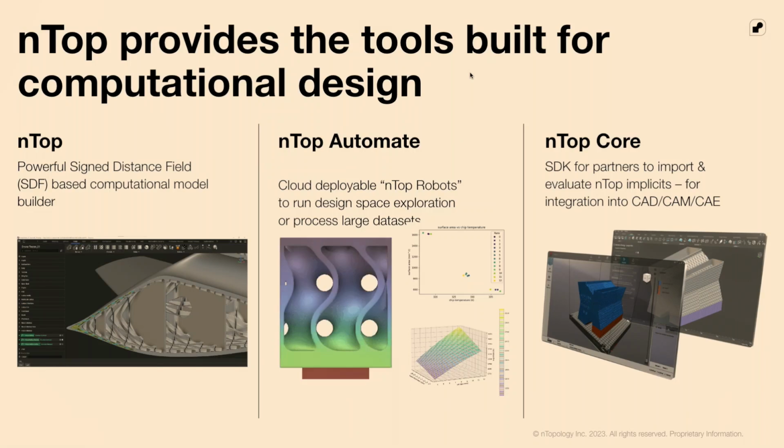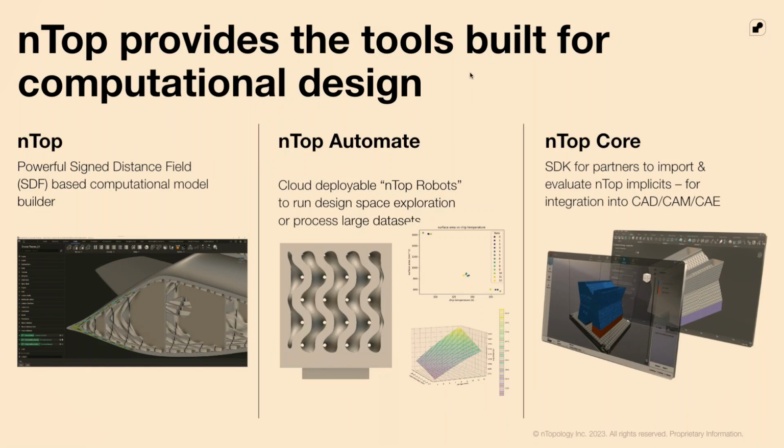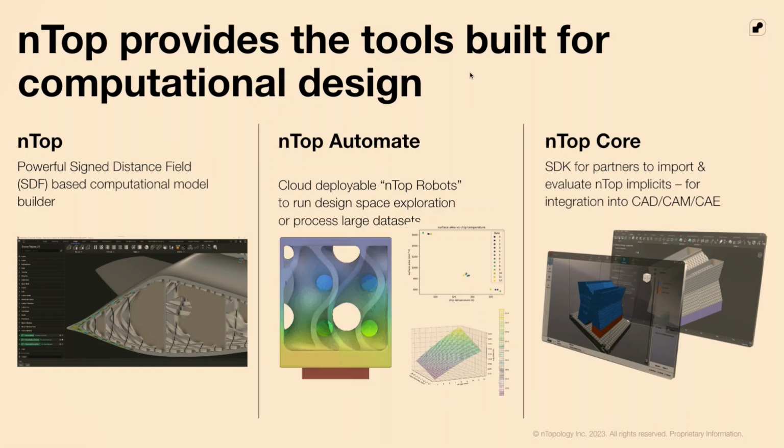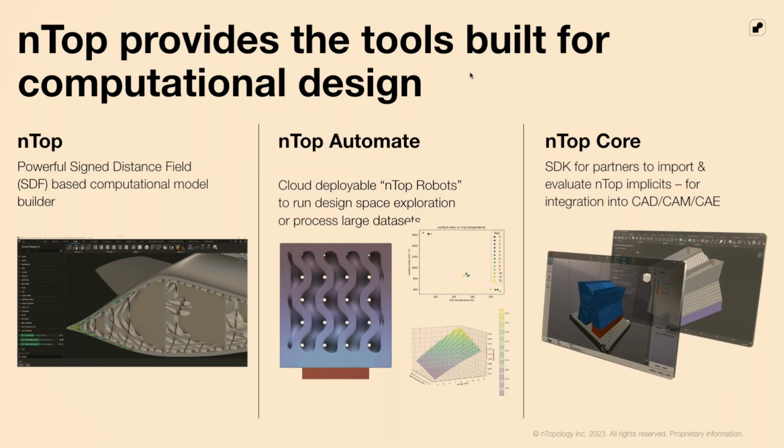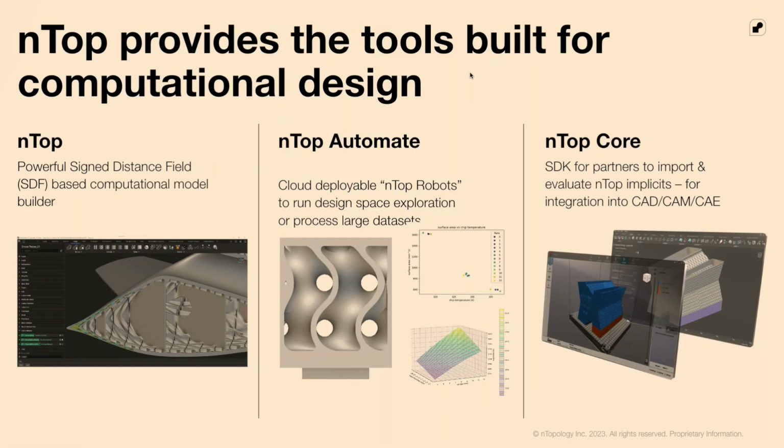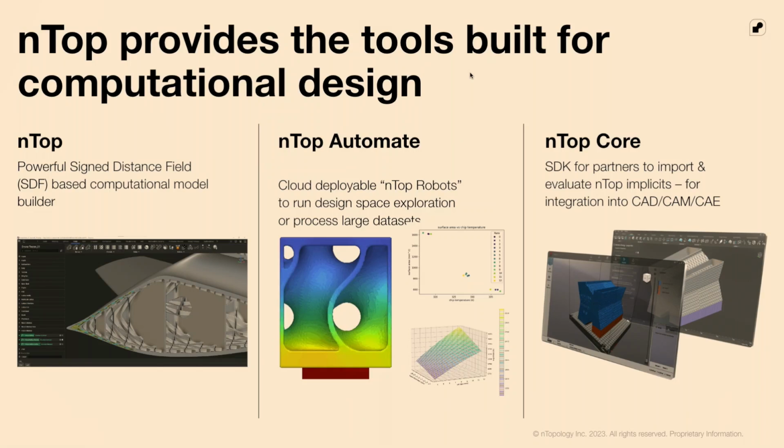We've had some exciting announcements last year and some more exciting announcements to come as well, in that it's a relatively easy SDK. You read in the nTop generated implicit. You can query the implicit for its distance or for its gradient, or you can extract a mesh, or extract contours from that. And so definitely this is open to all of the new tools in the room as well. Excited for you guys to integrate and build on top of some of the work that we've done, because we put a lot of time, a lot of effort into producing these tools, really purpose-built for computational design.